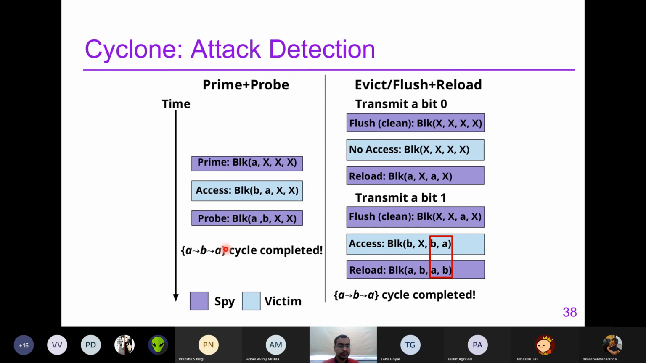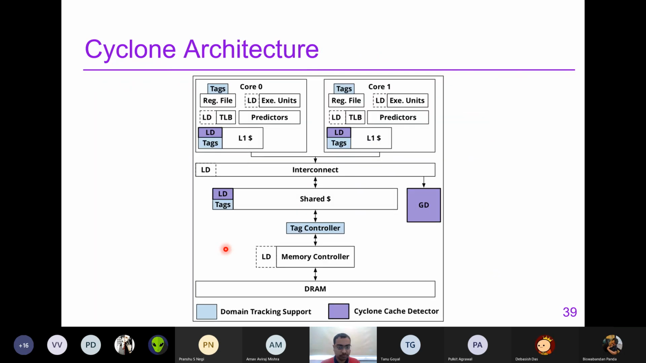An interference cycle getting detected doesn't necessarily mean an attack is happening, but whenever an attack is happening, then obviously there is a cyclic interference. So this is what they are detecting.